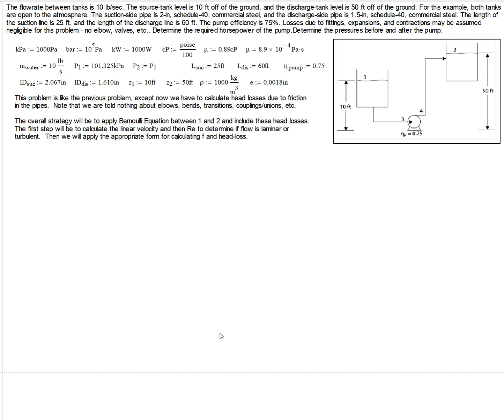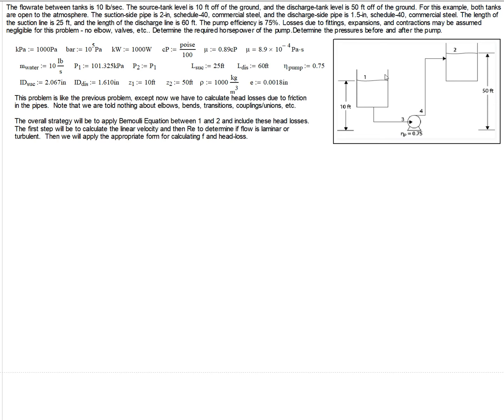We want to determine the required horsepower of the pump and then determine the pressures before and after the pump, or the pressure increase that the pump imparts. So we've got a lot of information that's given here and properties that we need to incorporate. We need the viscosity of water, and so I looked that up and put that in there. We are told the mass flow rate.